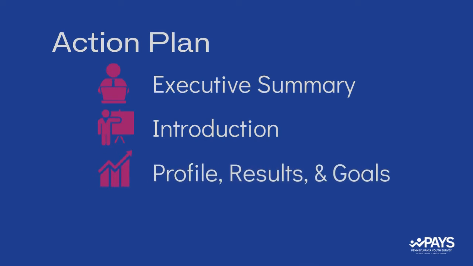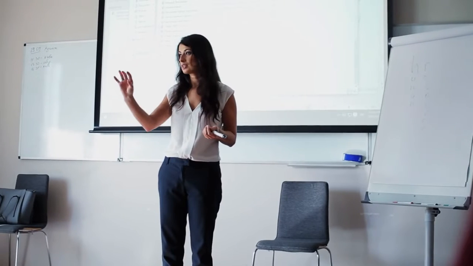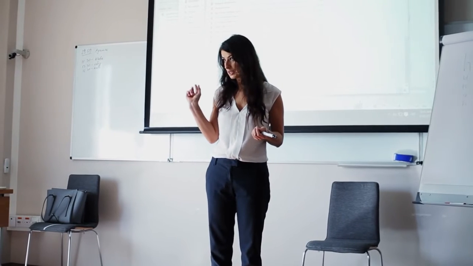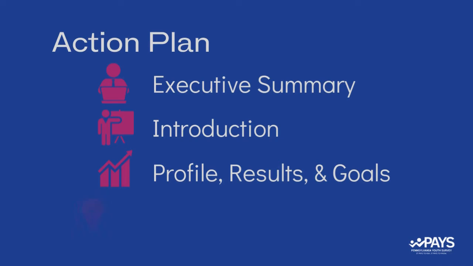The third section is the profile, results, and goal section. Here, you will discuss the focus area of your report, meaning the school district, set of school districts, or an entire county. You'll also explain the gaps analysis overview and the evidence-based programs review. Here is where you're going to start to establish your goals.